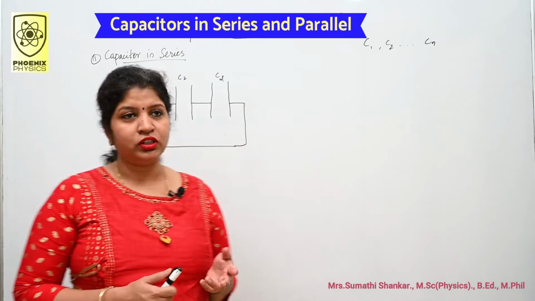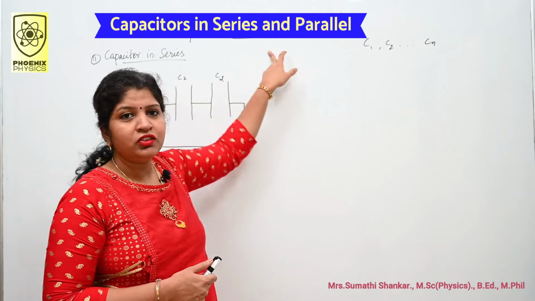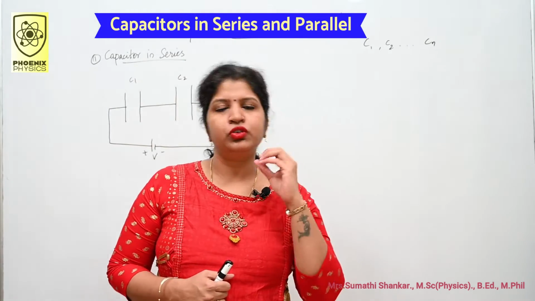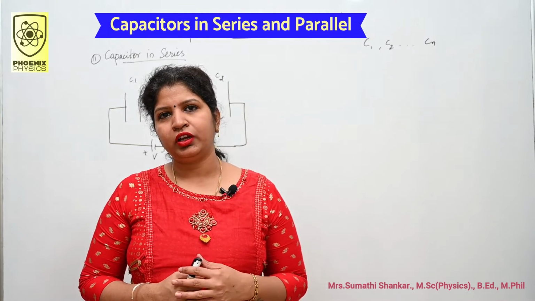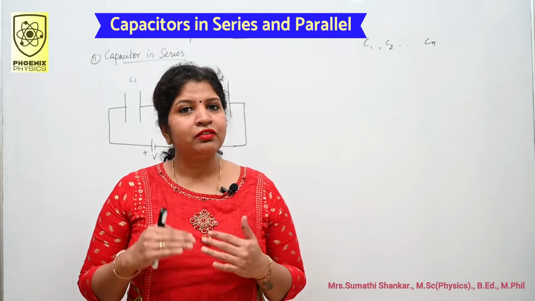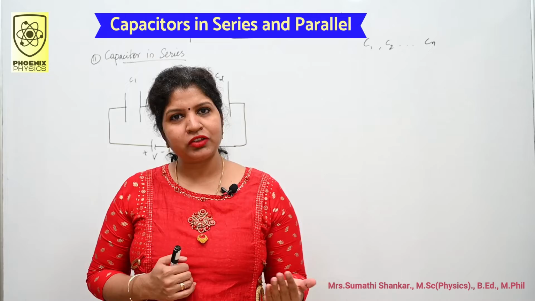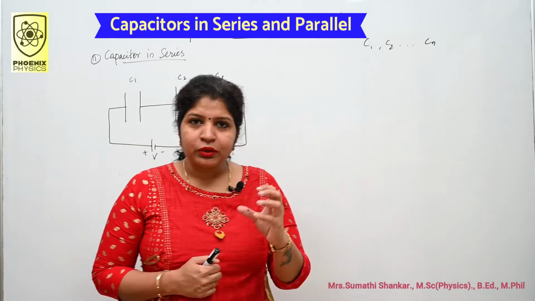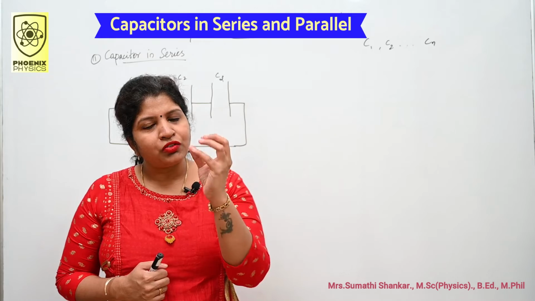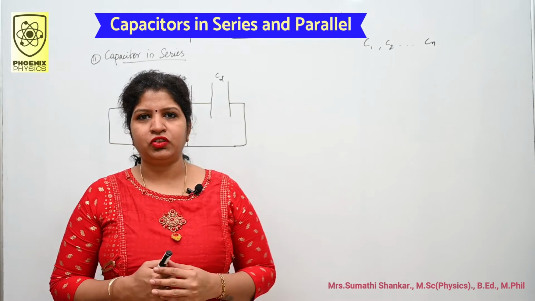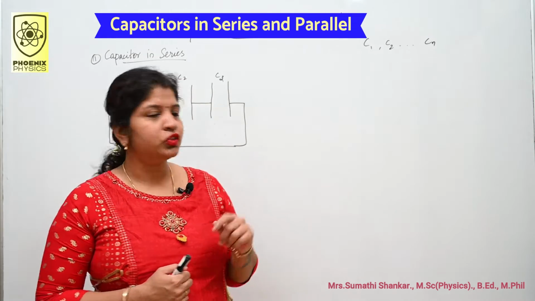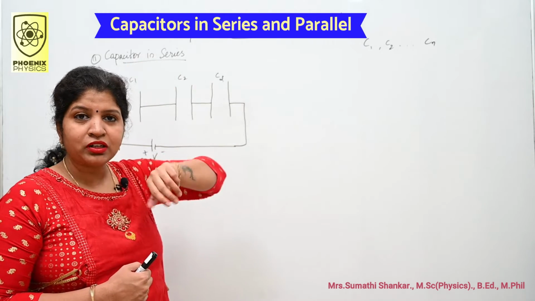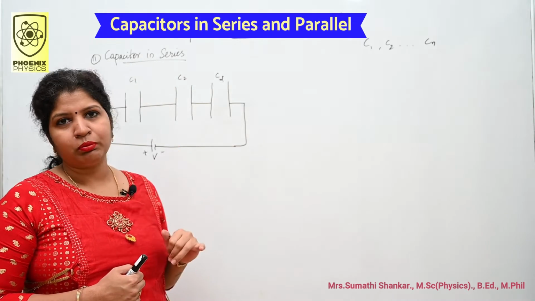Today we are going to learn capacitors in series and parallel. You know that a capacitor is used to store electrical energy. We can combine several capacitors of capacitance C1, C2 up to Cn to obtain a system of some effective capacitance. There are two possibilities. One is capacitors in series, another one is capacitors in parallel. Let us see one by one.